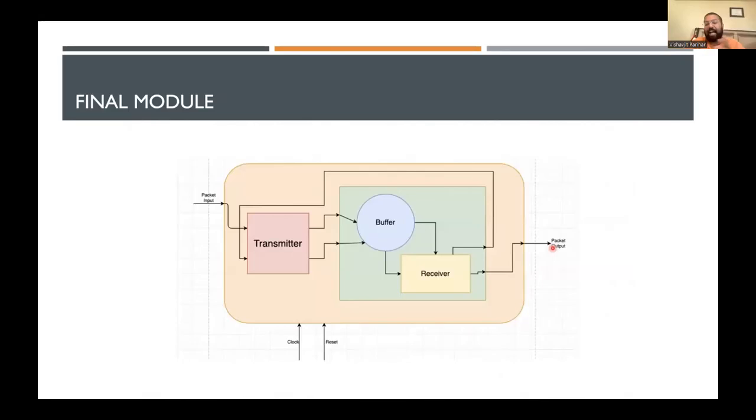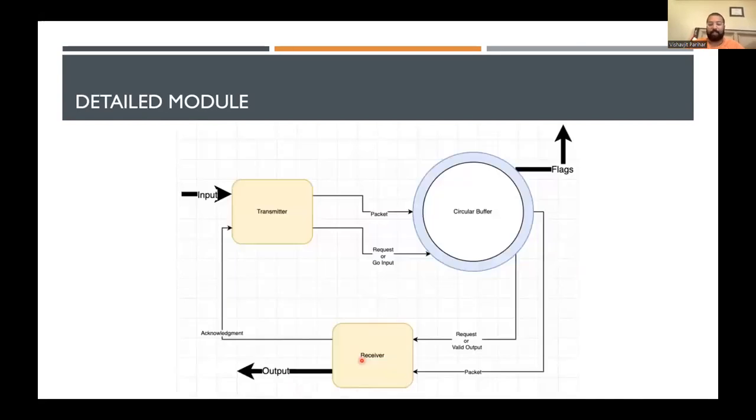And that's how my module looks. It's just a bad drawing at this point, but I have a module 1, which is colored in green. That module contains the buffer and the receiver, and that whole module is connected to the transmitter. And the whole thing is itself a big module that's connected to clock and reset. But there's a detailed explanation of this. Let's look at this diagram.